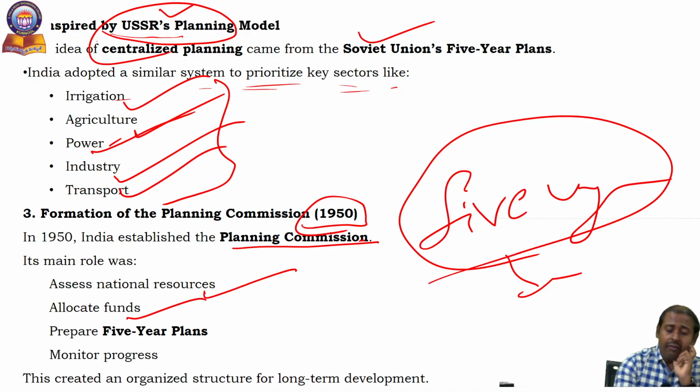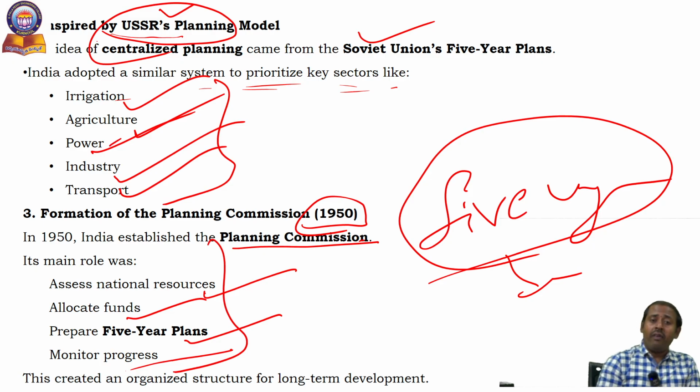So allocate the funds, decide how much funds are required for the different purposes, prepare the 5-year plans, and monitor the progress. With these points only, the intention of establishing the planning commission department was set.